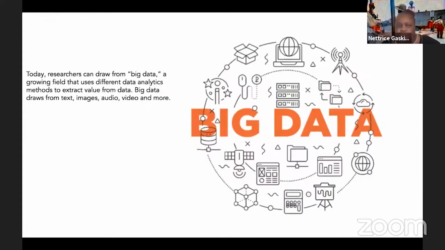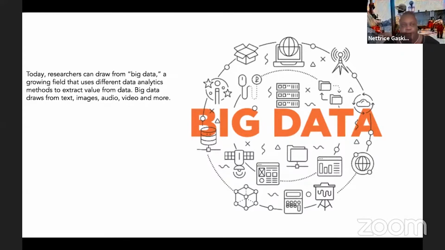Today, researchers can draw from big data, which is a growing field that uses different data analytics and methods to extract value from data. So big data, you can draw from text, images, audio, video, and more. The idea of big data being around only in the last 10 to 15 years, maybe a little bit longer, is that there are these vast stores of information that are available for people to pull from, to use and make meaning of in some way.